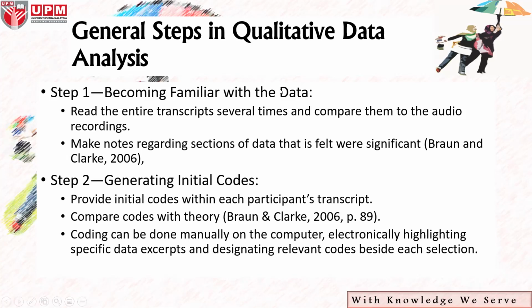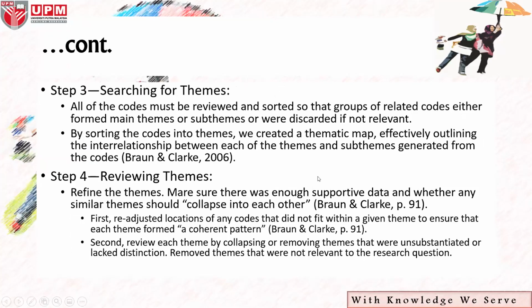Step number 2, you generate the initial codes. Determine the codes. You provide initial codes within each participant transcript. Compare the codes with theory that you found in your chapter 2. Coding can be done manually or on the computer, electronically highlighting specific data excerpts and designating relevant codes beside each selection. So ini adalah step yang you all boleh guna to determine the first code.